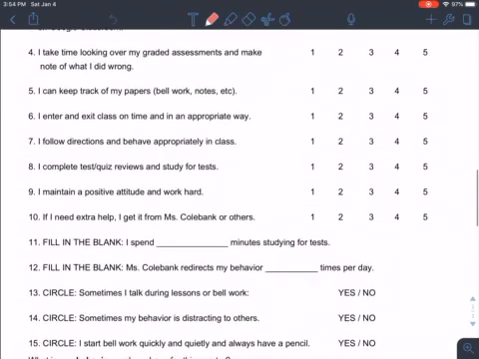Number 7, I follow directions and behave appropriately in class. Okay, do you always follow directions? Do you always behave appropriately in class? Or are there some things that maybe you struggle with a little bit?